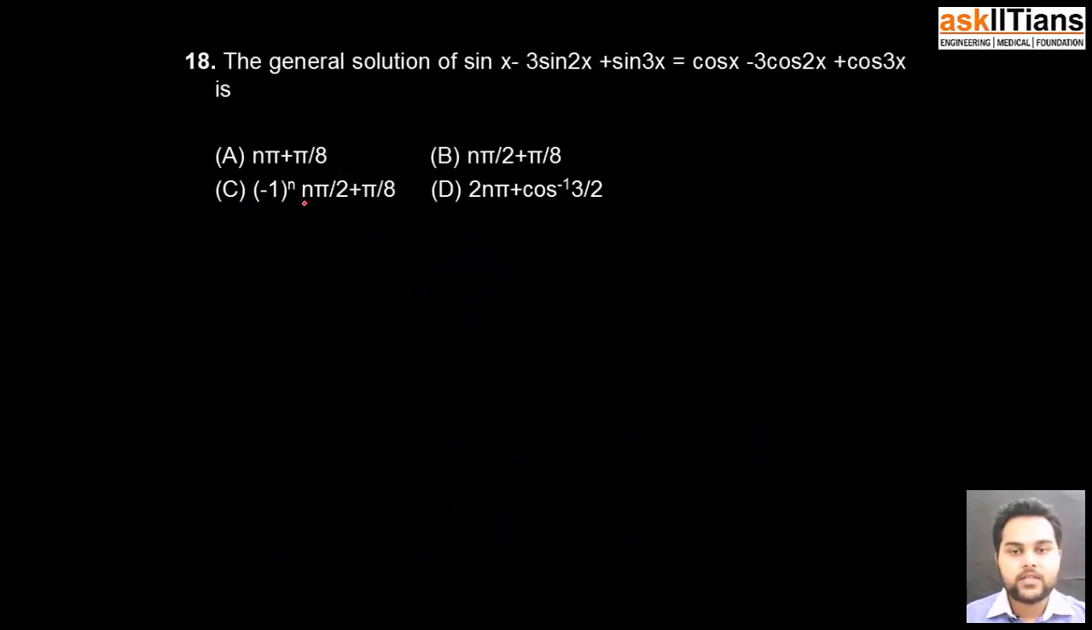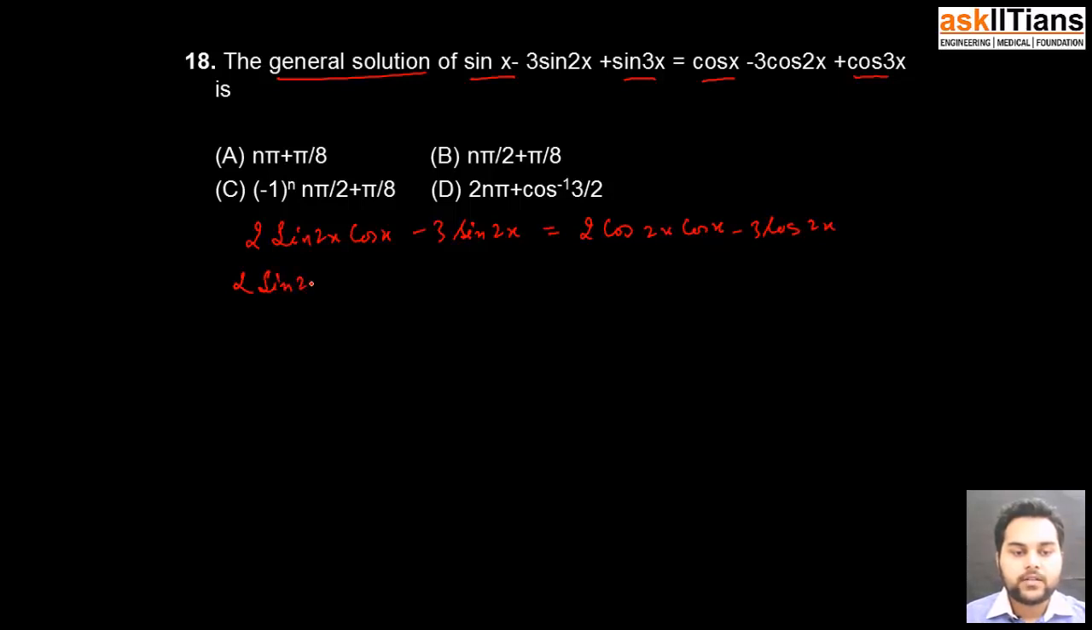General solution of sin x minus 3 sin 2x plus sin 3x is equal to cos x minus 3 cos 2x plus cos 3x is what I have to find. I'll condense sin x and sin 3x together, and cos x and cos 3x together. So on the left hand side I get 2 sin 2x cos x minus 3 sin 2x is equal to 2 cos 2x cos x minus 3 cos 2x. Transposing all the terms on one side, I get 2 sin 2x cos x minus 2 cos 2x cos x minus 3 sin 2x plus 3 cos 2x is equal to 0.